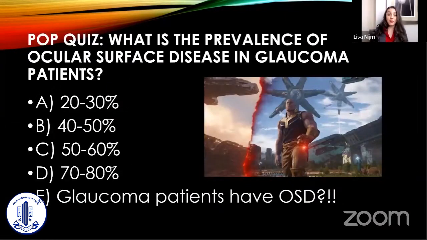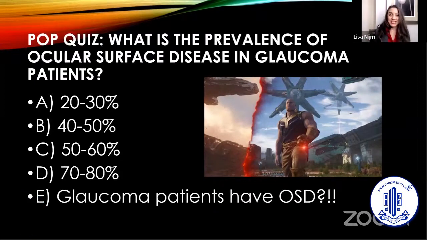So we're going to start with a pop quiz here. Make sure everybody is paying attention. What is the prevalence of ocular surface disease in glaucoma patients? Is it A, 20 to 30%, B, 40 to 50, C, 50 to 60, D, 70 to 80, or E, glaucoma patients have ocular surface disease? And I say that in jest, obviously.